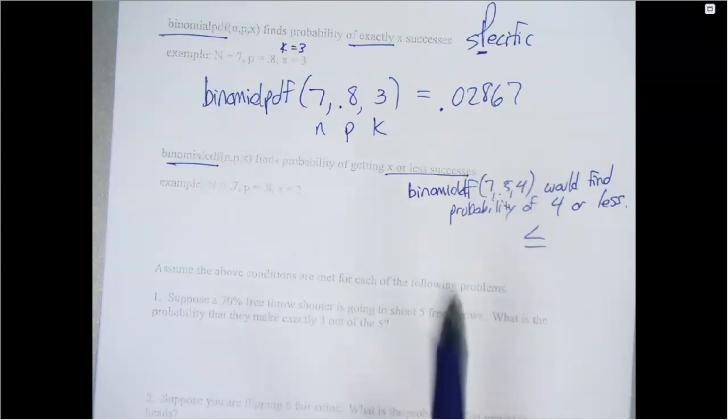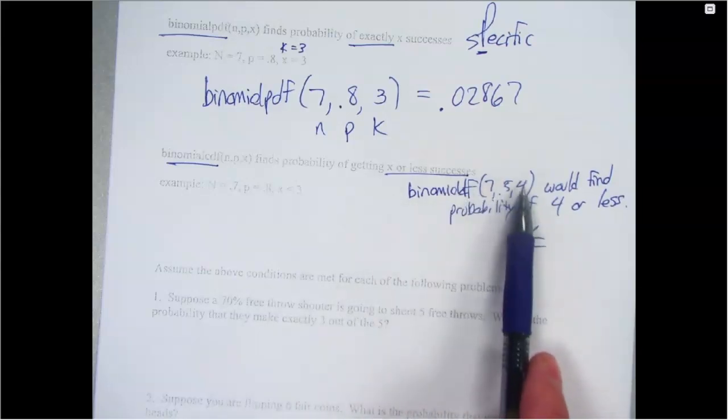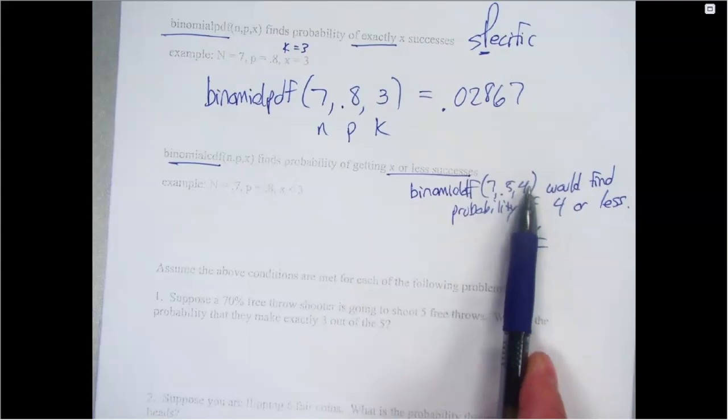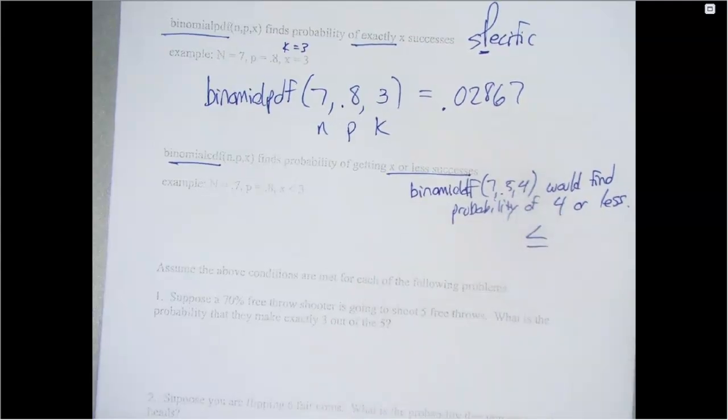So that's just like one example of the binomial cdf. 2 if I want 2 or less, 10 if I want 10 or less. It only works in that direction. It only goes less than. Sometimes you have to kind of flip things around to get what you want.